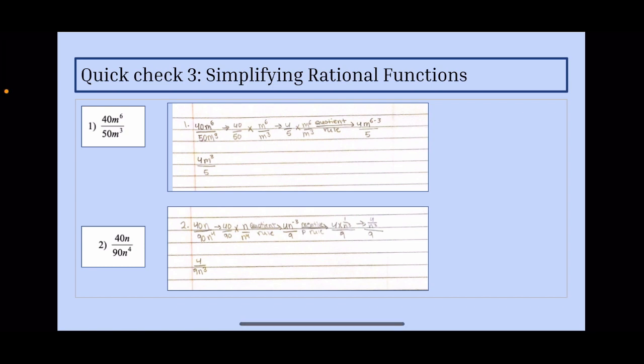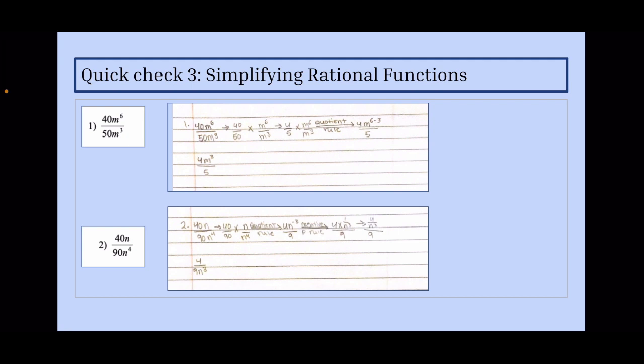We have the second problem, which is 40n divided by 90n to the power of 4. So first, like we did with the first question, we take out the constants, which would give us 40 over 90 times n over n to the power of 4. We can simplify that 40 over 90 to 4 over 9. Then we use the quotient rule again, which will give us 4n to the power of 1 minus 4 divided by 9. We can simplify that 1 minus 4 to a negative 3, which will give us 4n to the power of negative 3 over 9.